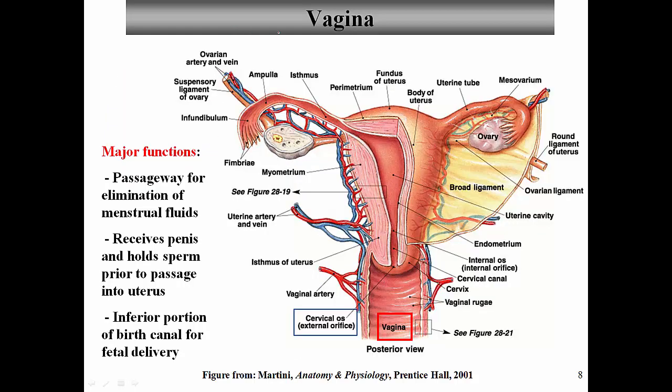The last internal reproductive structure of the female that we want to talk about is the vagina. The main functions of the vagina are passageway for elimination of menstrual fluids.